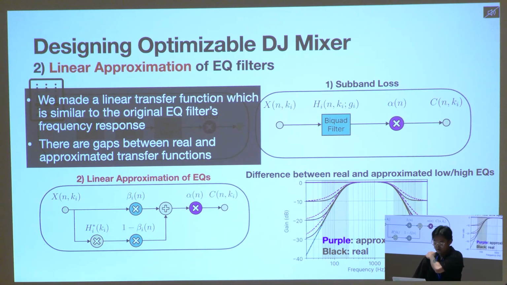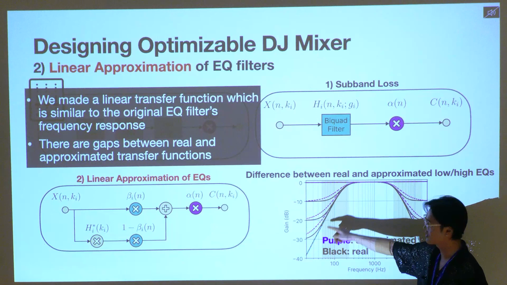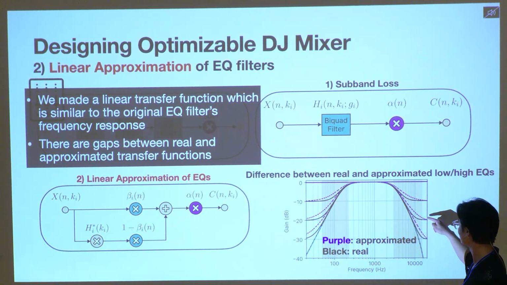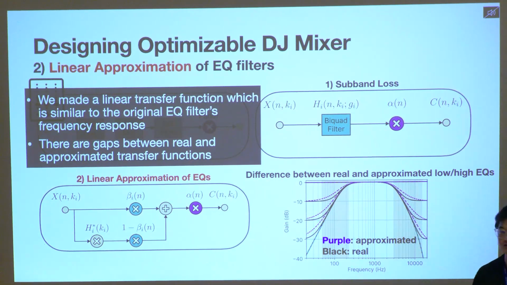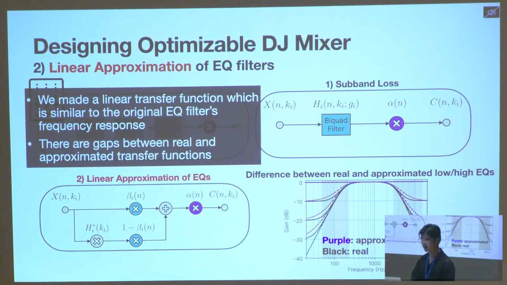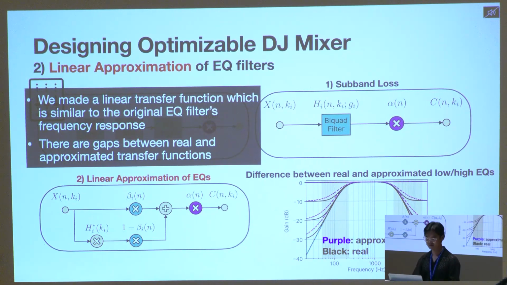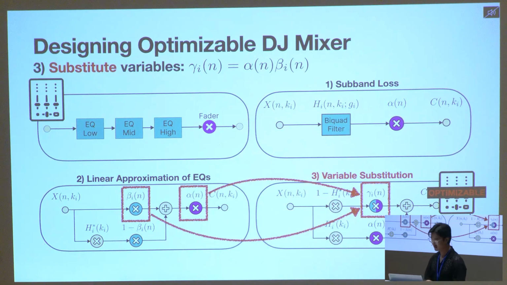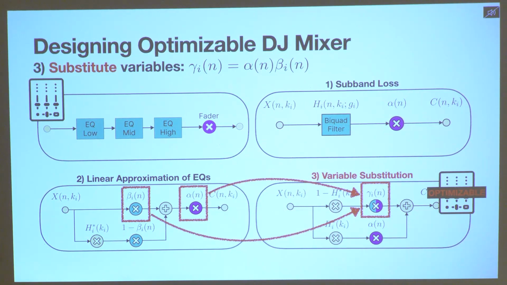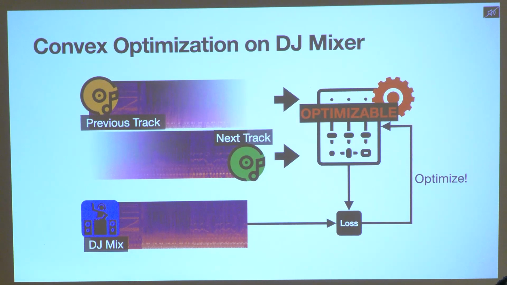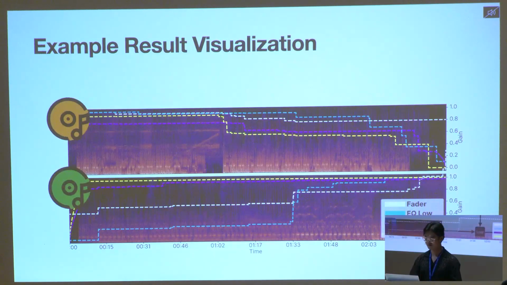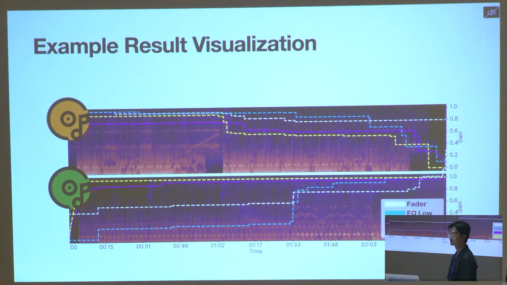But while doing the linear approximation, there are gaps like this. This black curve is the actual biquad frequency response, but this purple one is the approximated one. You can see the gaps there, so it's not perfect. But you can make it linear. But still, you can see the multiplication of variables, so if we substitute those variables, finally, we get the optimizable DJ mixer. Yeah, so it's optimizable. And if you run that, you can get these beautiful curves.